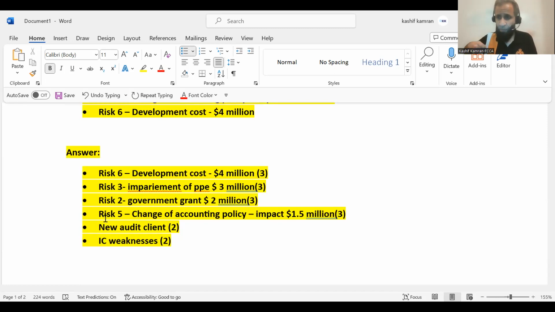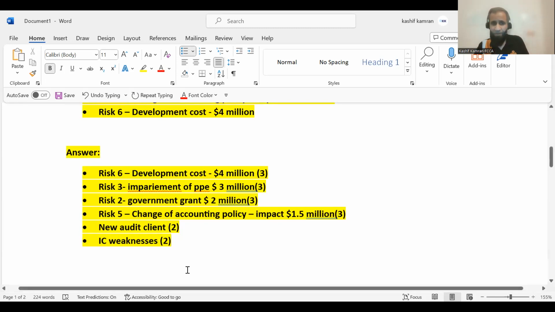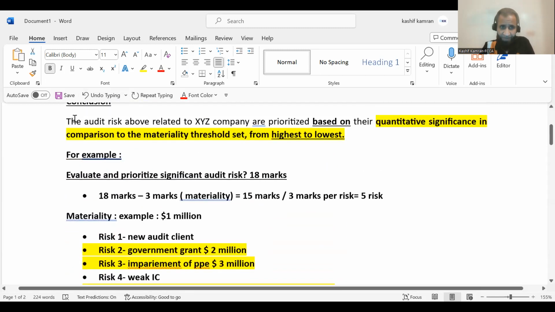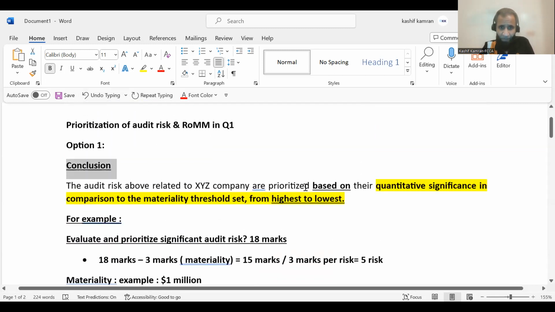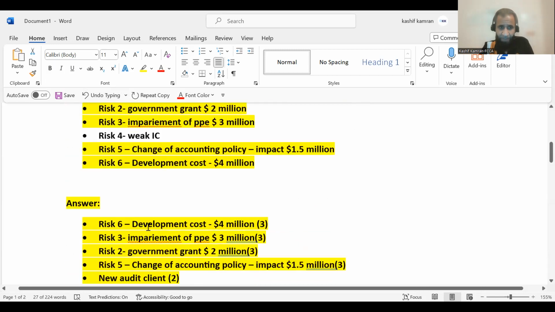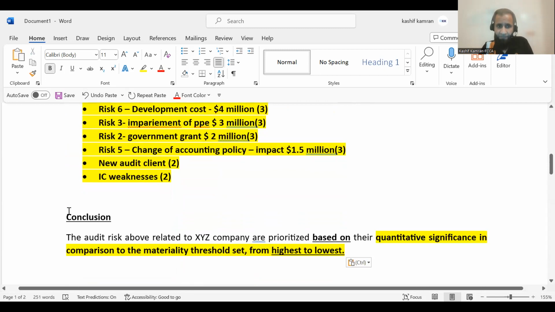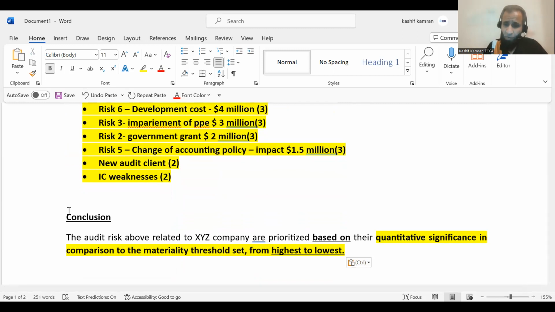I'm finding my list more effective. Now, if I need to give a conclusion at the end of the day, I'll simply say in my conclusion, after writing all those risks down, Control C, I bring them down here and write my conclusion that the risks above relating to XYZ company are based on their quantitative significance in comparison to the materiality threshold, so from highest to lowest.